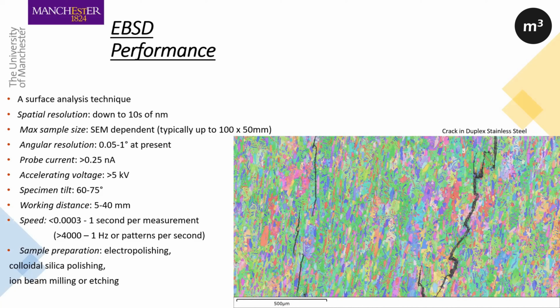Working distance, of course, depends on your sample size, but it can vary from 5 to 40 millimeters. And then speeds vary again depending on the quality of your patterns, but it can go up to 4,000 patterns or more, depending on your detector, which Jack will present, what kind of detectors we have for these different kinds of speeds, and also heavily dependent on your sample quality and your sample preparation. Now, for good success at high speeds, you need to have electropolished samples if they're metal. If they're not, you can use at least colloidal silica or ion beam milling, and possibly etching sometimes.